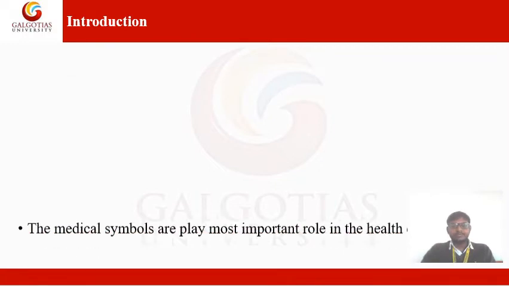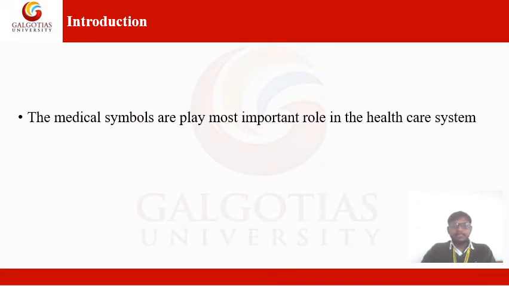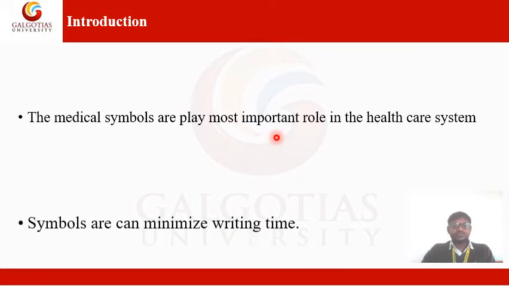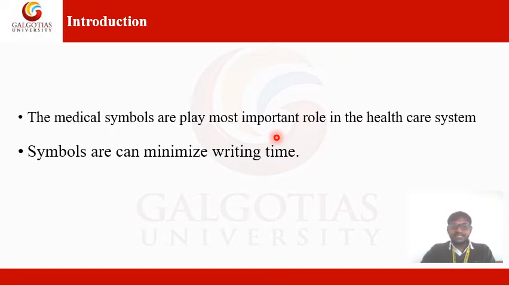In the introduction, medical symbols play a most important role in the healthcare system. Symbols minimize writing time. For example, when you are going on the road, they make some symbols, a straight arrow mark like a U-turn. They didn't write the complete word U-turn.